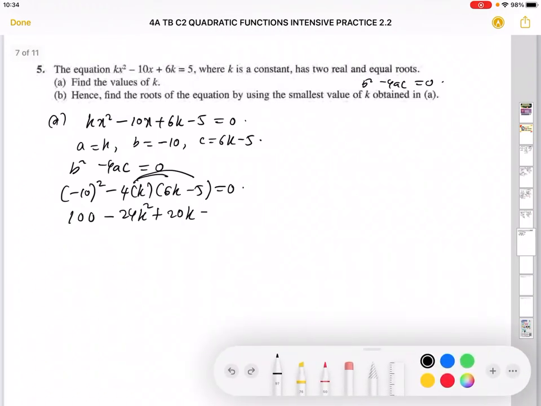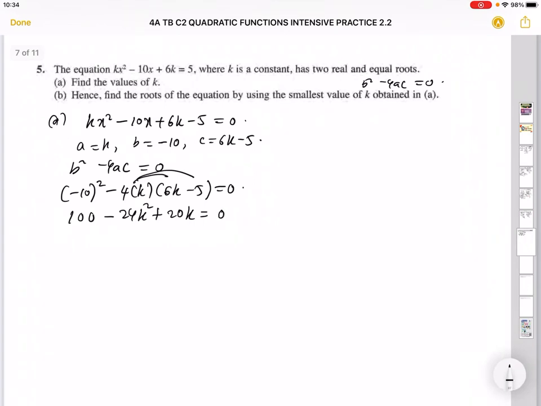The result equals 0. Now, I don't like this number. I think the number is a bit too big. And yeah, we can divide everything by negative 4. Negative 24, if you divide by negative 4, you get positive 6k squared. 20 divided by negative 4 is negative 5, in this case you have a k. 100 divided by negative 4, you get negative 25. So this is equal to 0.